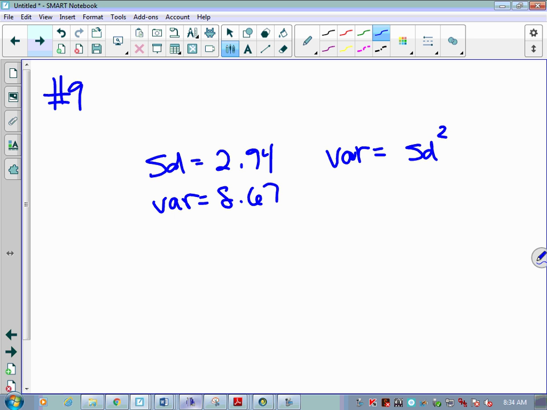8.64. Should come out a little closer to 8.67, but 2.94 squared. It says 8.6426. Okay. Well, I would probably even still take that. 8.64. I probably would still have accepted that answer because you'd been, what, 3/100ths off. I'm probably not going to count that. Okay? So does that clear that up for you?